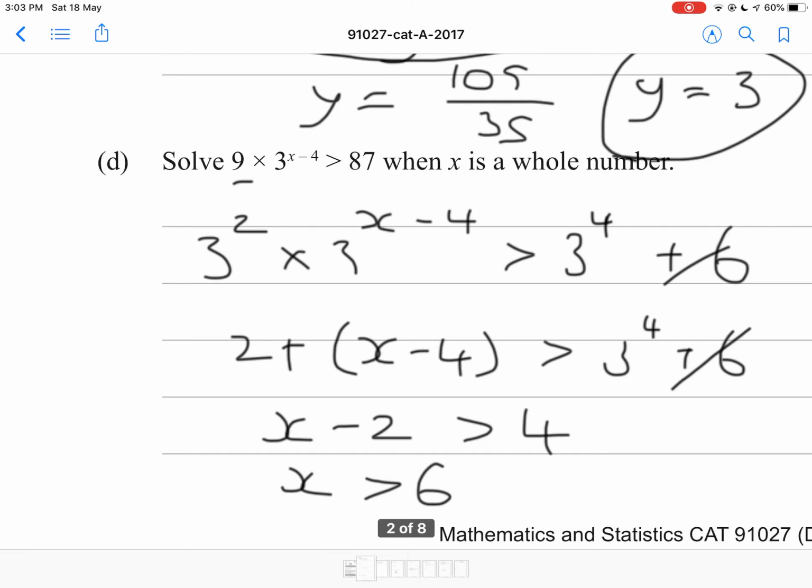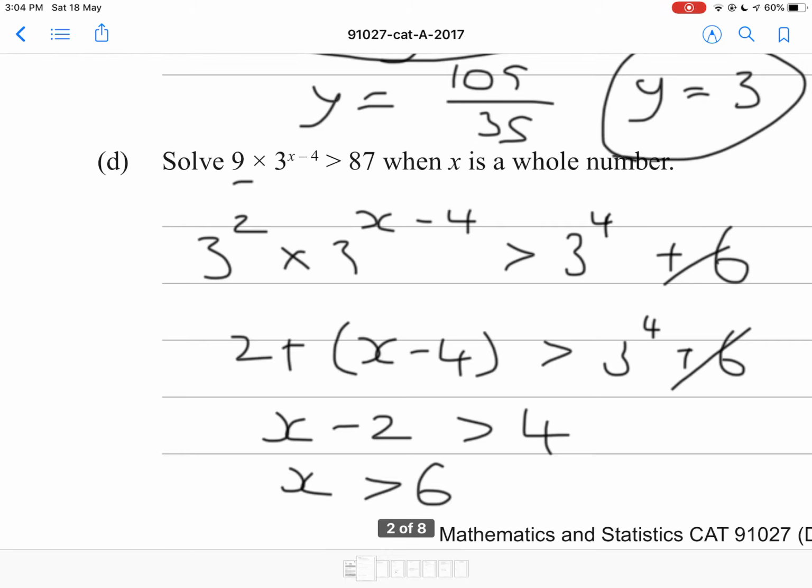But let's say x is only equal to 6, okay? Let's say x equals 6, so 9 times 3 to the power of 2. That gives us 81, okay? And like we established, 81 is smaller than 87, so 6 doesn't work, okay?